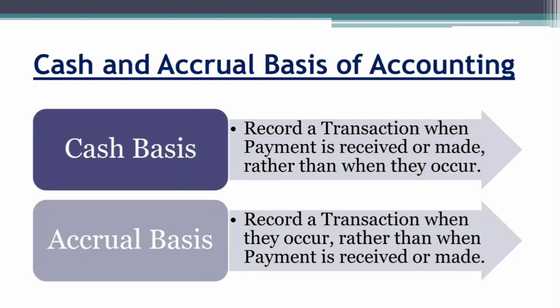Do you know what are the bases of accounting? Yes, there are two bases of accounting. First is the cash basis and second is the accrual basis. The cash basis says that a transaction must be recorded when payment is received or made rather than when they occur, while an accrual basis says that a transaction must be recorded whenever they occur, irrespective whether the payment is received or not. In accounting, we follow the accrual basis.